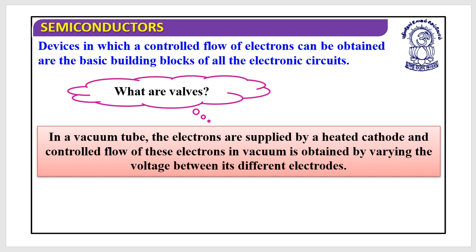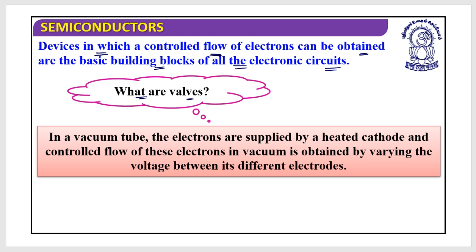So basically, what do we understand by a valve? When we say it's a valve, we understand that it is a device in which a controlled flow of electrons can be obtained. These are the basic building blocks of all electronic circuits. Controlled flow of electrons means that when we wish current to flow, electrons should travel, and when we wish that current should not flow, the current should stop. This is our requirement when we say controlled flow.